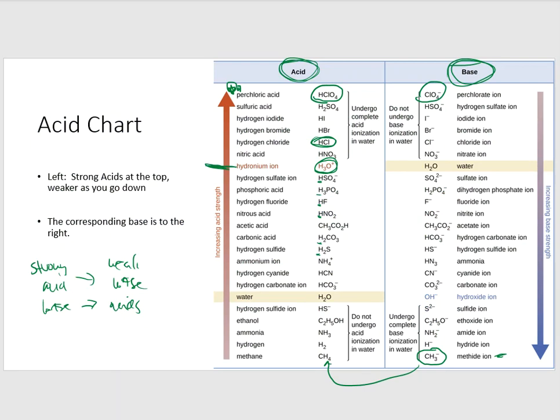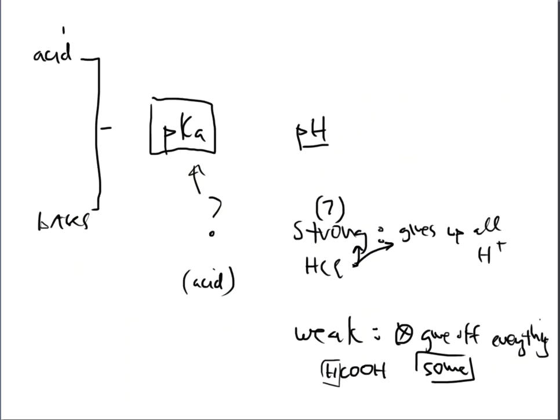Okay, now there's another different type of chart. This one does a nice job to write down the names and the formulas, but there's another type of chart that is out there as well, and that chart is a pKa chart. So we need to talk about pKa and how it relates to all of this strength and predicting the side of the reactions.